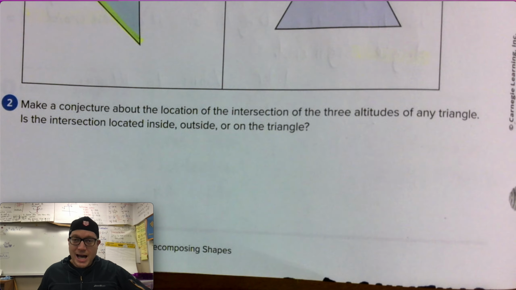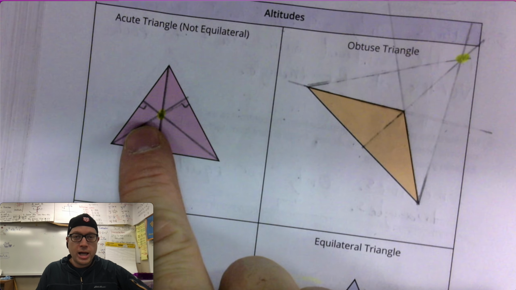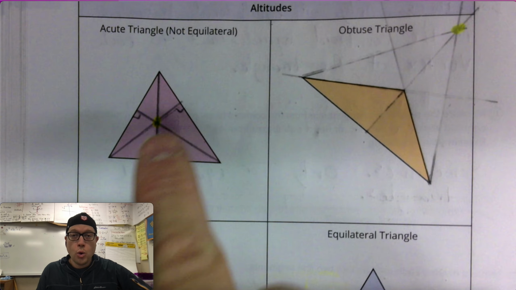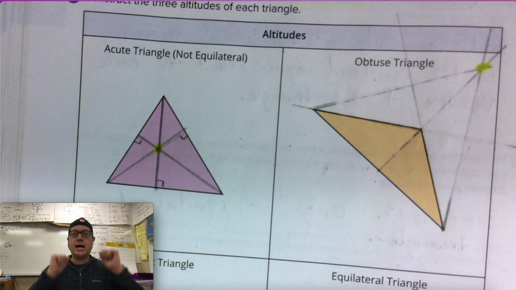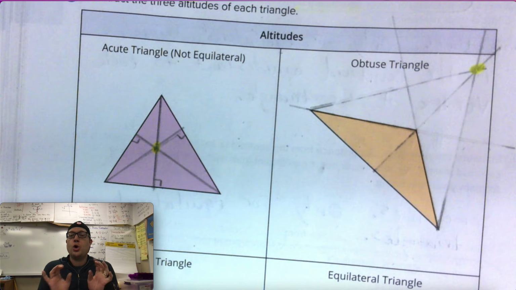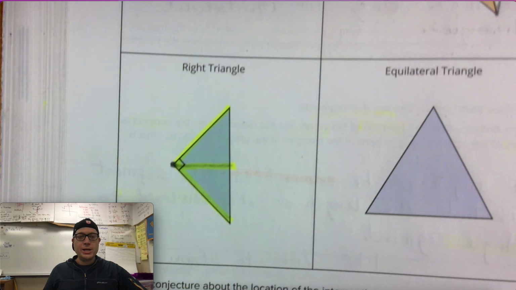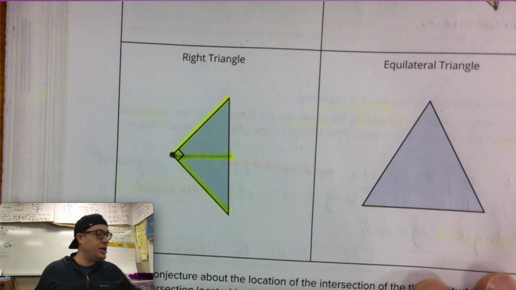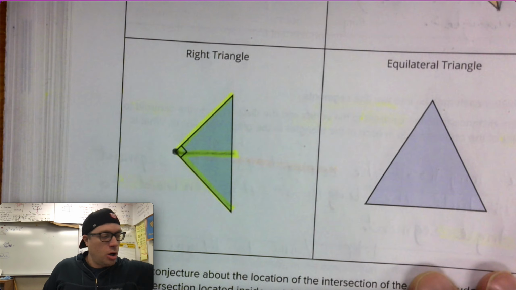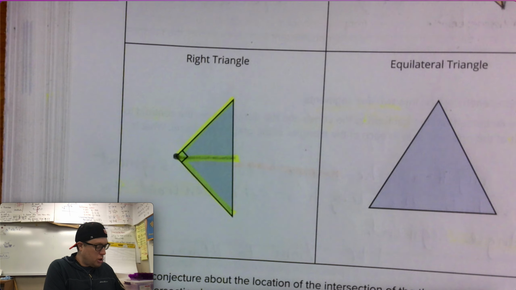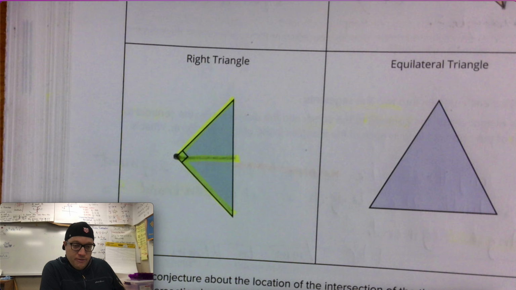And I've hinted at that by showing you in an acute triangle, the orthocenter is inside. For an obtuse triangle, the orthocenter is outside. And for a right triangle, the orthocenter is on the edge, or actually on the right angle of the right triangle. So I'm going to write all of that up.